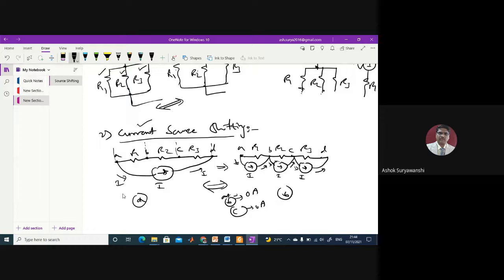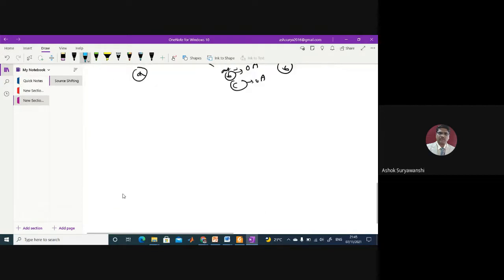But what has happened here, if you look at figure B, then you will understand that because of this current source shifting, each resistor has now come across a current source, or there is a shunt resistance across the current source. Now you can transform this current source, similarly this one, and this one. So this is the technique which you have to use in further analysis. To understand this concept, we'll take an example on each of these concepts.